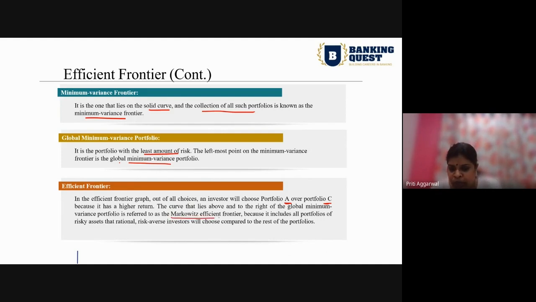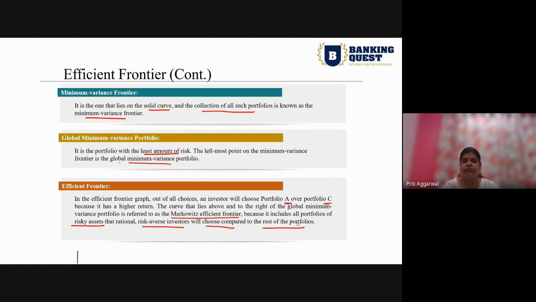That is what I was talking to you about. That means Markowitz said that as a risk-averse investor, I will always like to have the minimum risk and the maximum return on my portfolio, right? Because it includes all the portfolios of risky assets that rational, risk-averse investors will choose compared to the rest of the portfolios. I hope this is all clear to you all, friends.